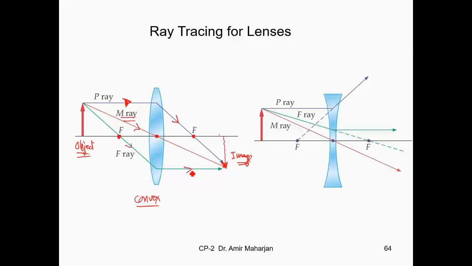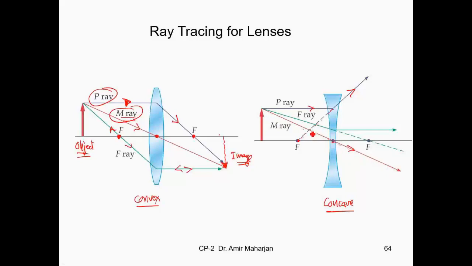Because any parallel light ray will go to the focus, the opposite also holds. So just focus on the P and M rays, and do the same thing for a concave lens, or diverging lens. The P ray now just appears to diverge from the focus, and the other ray you need is the M ray. The M ray goes directly through the center and will go undeflected.